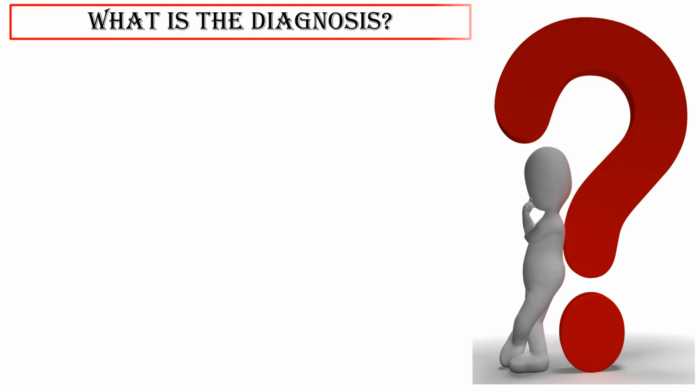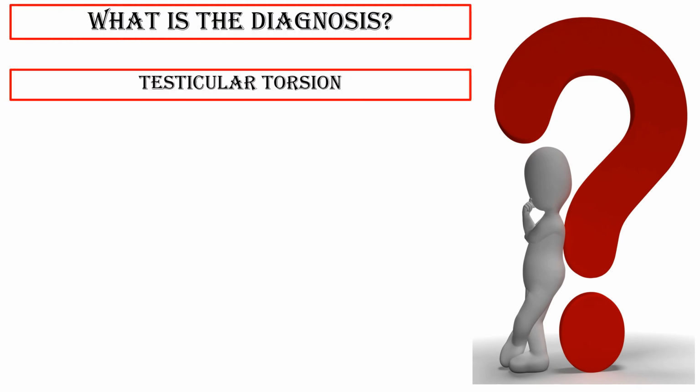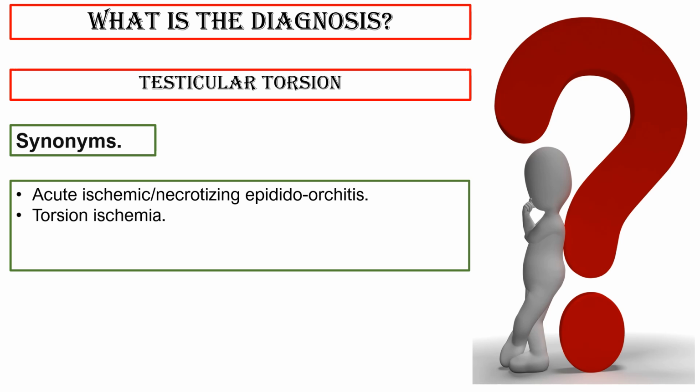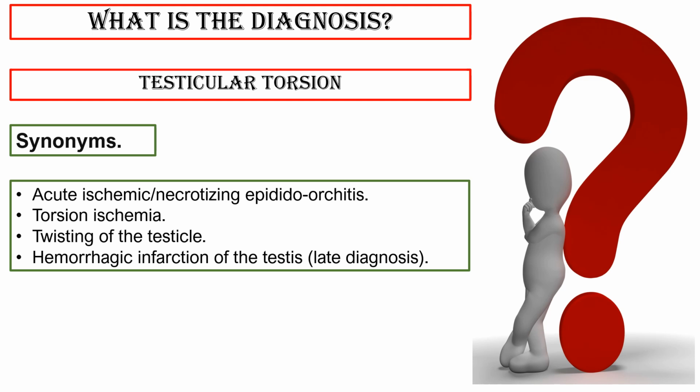Okay, what is the diagnosis? It is testicular torsion. Synonyms: acute ischemic necrotizing epididymo-orchitis, torsion ischemia, twisting of the testicle, hemorrhagic infarction of the testis. Late diagnosis.